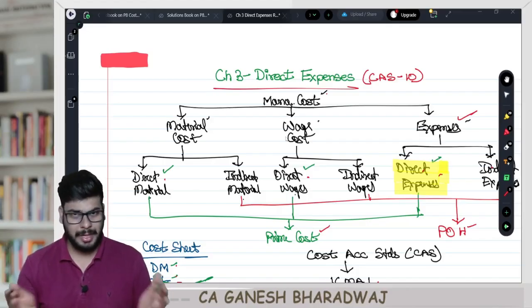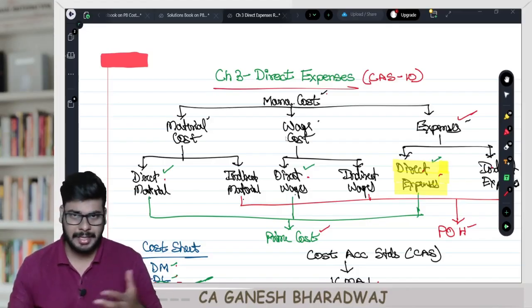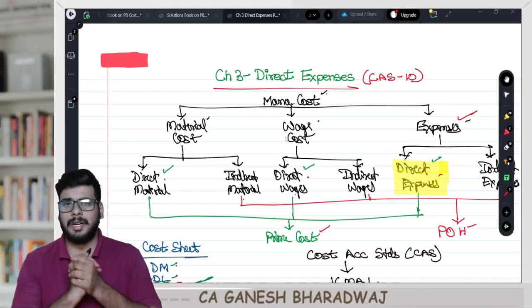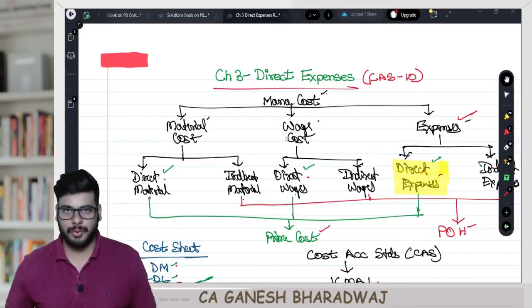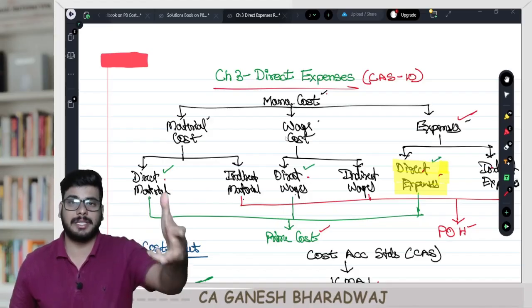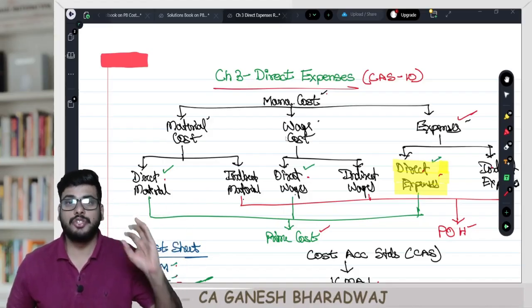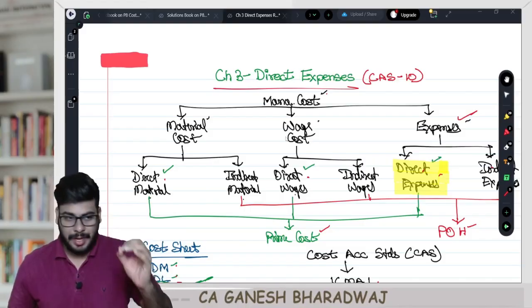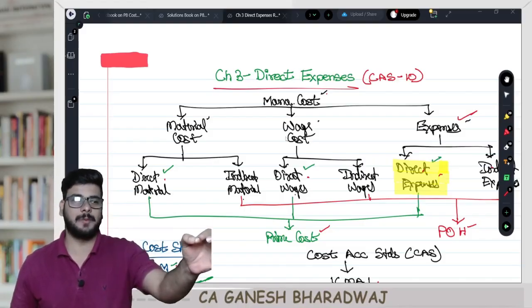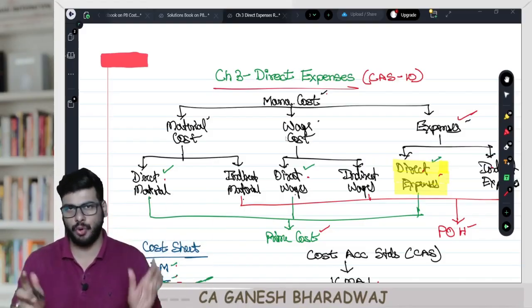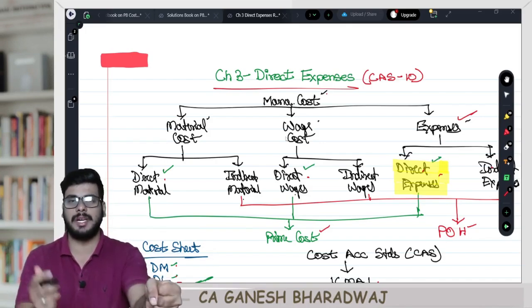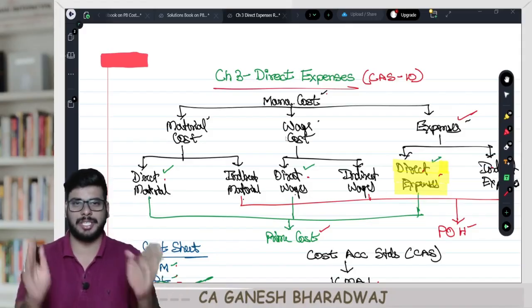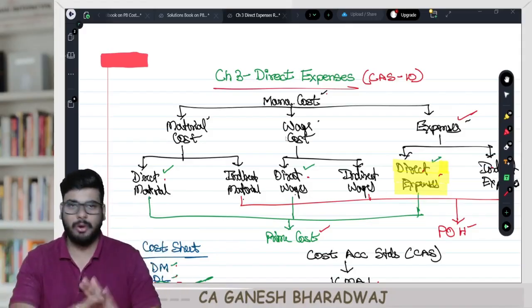Now we will be revising this chapter right now. But remember one thing, generally students get confused when a direct expense line item is given. Students will be confused whether to classify it as direct expense or to classify it under POH. Generally, the confusion is whether a particular line item should be classified under direct expense or POH. This confusion will only be there. No other confusion will be there.